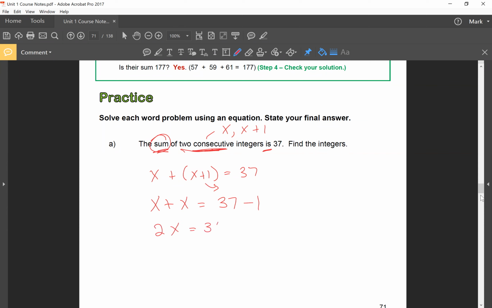2x equals 36. X is 36 over 2, which gives us our answer as 18. Now, I'm not done the question, though.